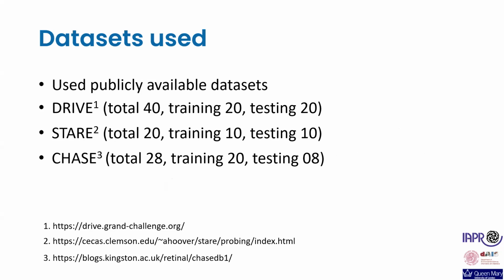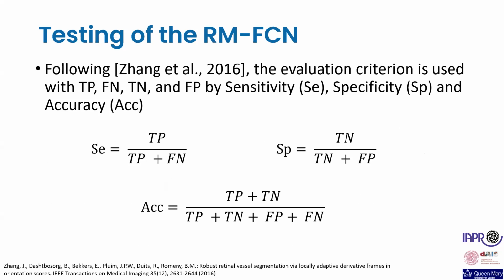We used three publicly available datasets: DRIVE, STARE, and CHASE. And following the proposed evaluation criteria, we used TP, FN, TN, and FP to calculate sensitivity, specificity, and accuracy.